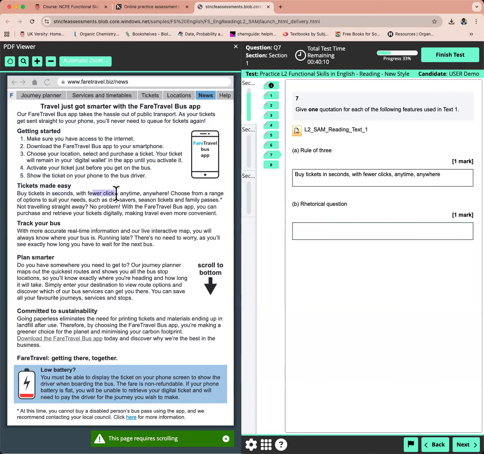Then it says fewer clicks, which again means you have to click less or go to fewer diverted websites to be able to buy, because it is going to be available on your app on your phone. And then it says anytime, anywhere. That means buying the ticket is going to be very, very easy, and it is easy because it is done in a few seconds on your app. It can be done at any given point in time, and it does not require many clicks.